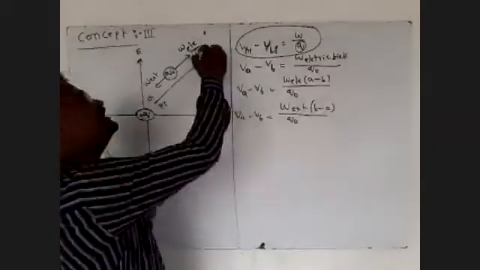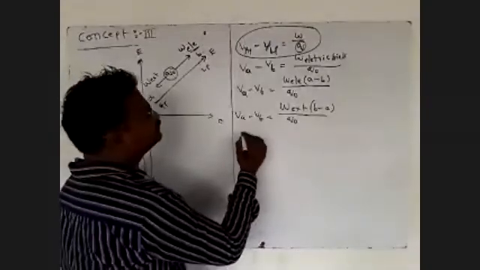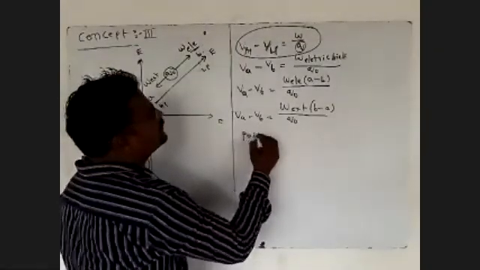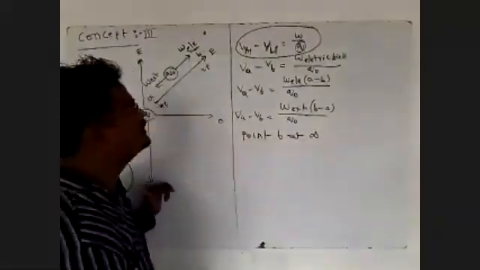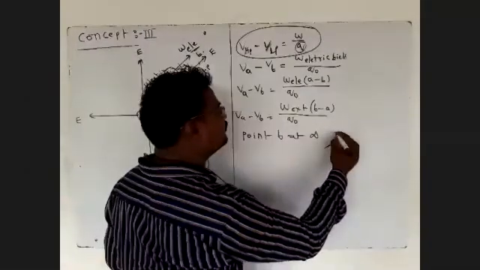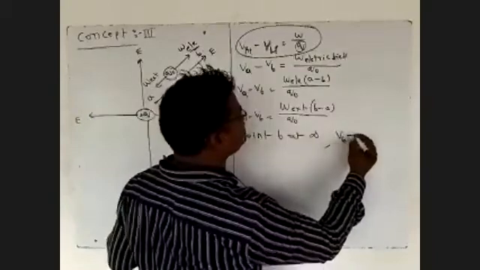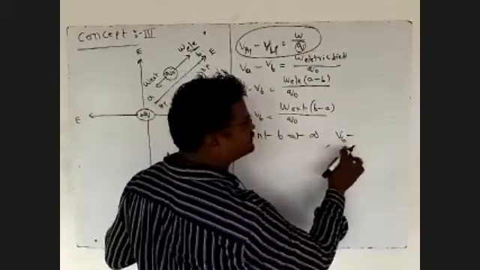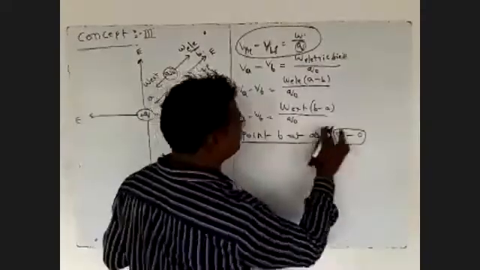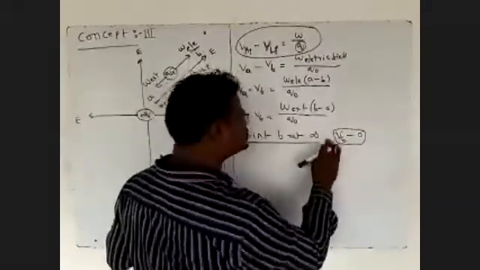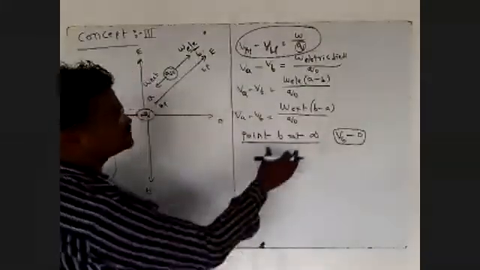Next, B is at infinity. The potential of B at infinity is taken as 0. Keep this in your mind, this is very important. Put this point in this equation.